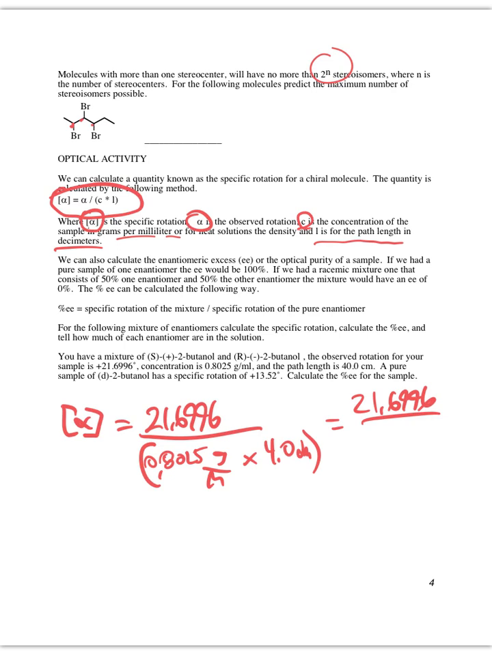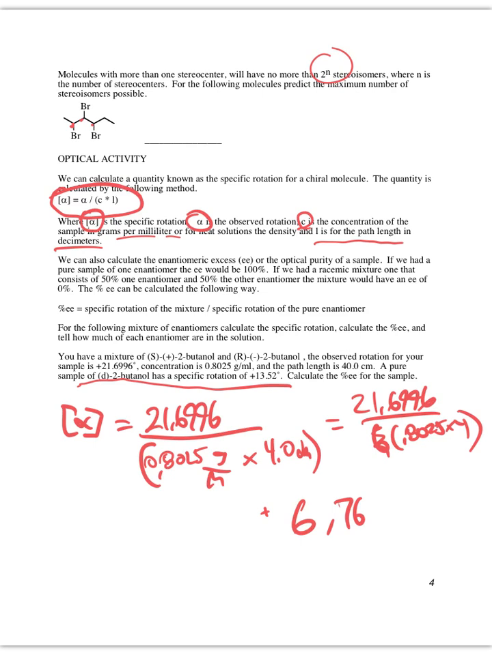21.6996 divided by 4 divided by 0.8025 gives us 6.76, if we divide it all out. So 6.76. This is for our sample. Now we're told the pure sample has a specific rotation of 13.52.